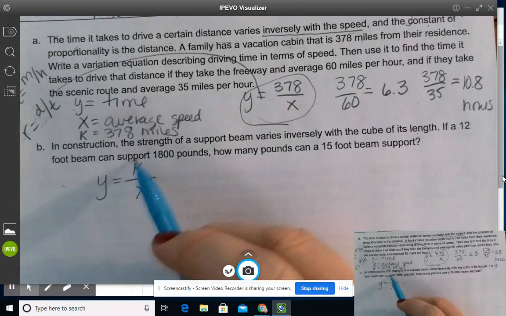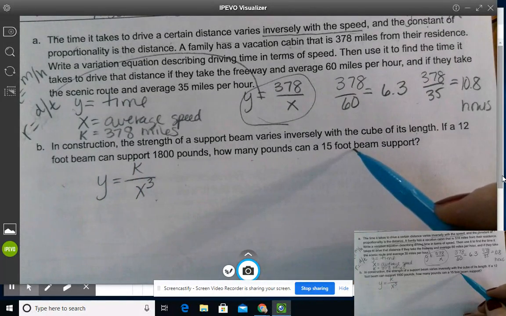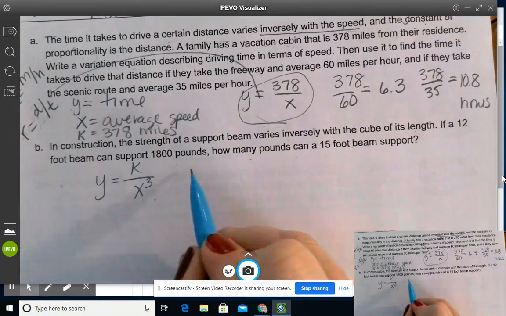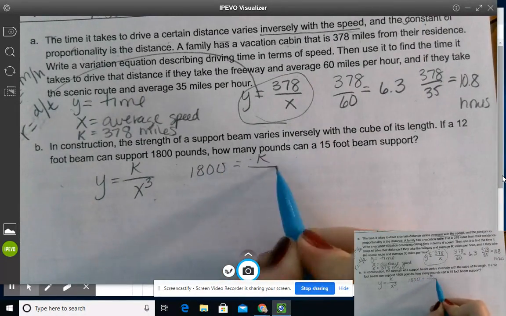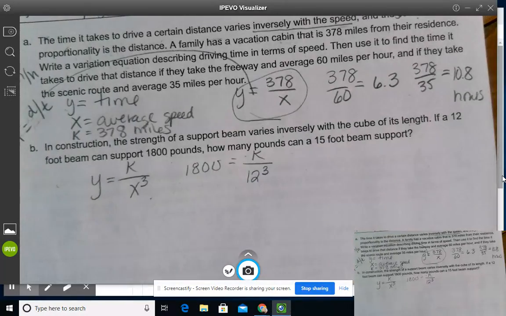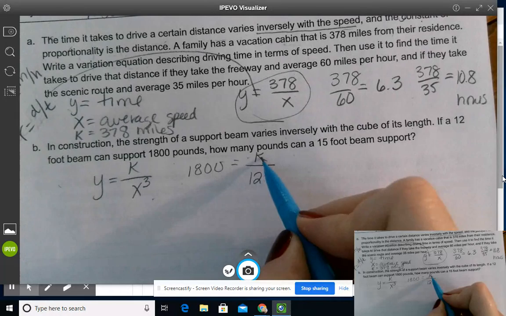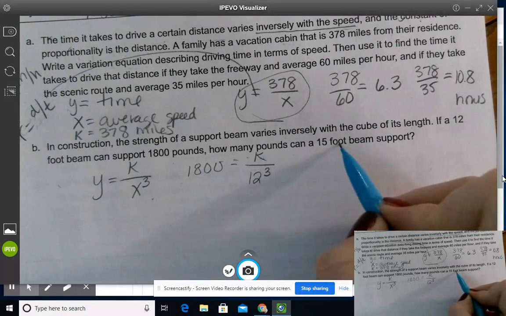If a 12-foot beam can support 1,800 pounds, how many pounds can a 15-foot beam support? So it's kind of like the one up here on C. If 1,800 pounds is supported by a 12-foot beam, then you plug in what you know and you solve for what you don't. And then you can use whatever you get for K in an equation with 15.